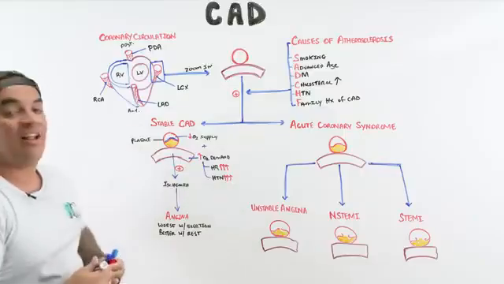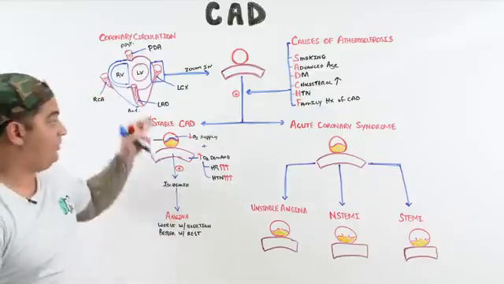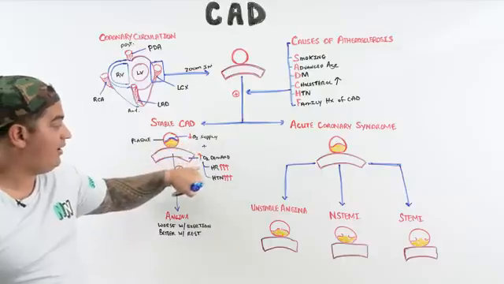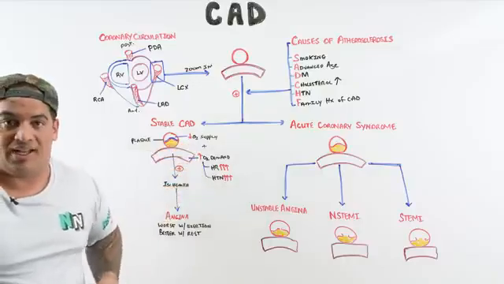This is generally the classic finding of patients who have stable CAD. They have a stable plaque reducing supply. If you increase their demand, this will cause worsening ischemia.